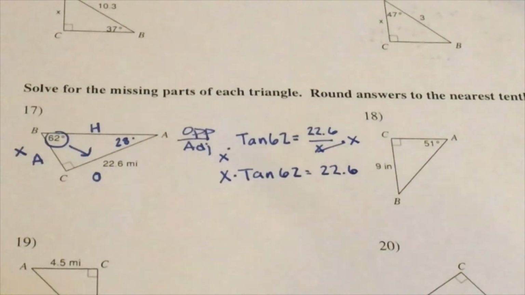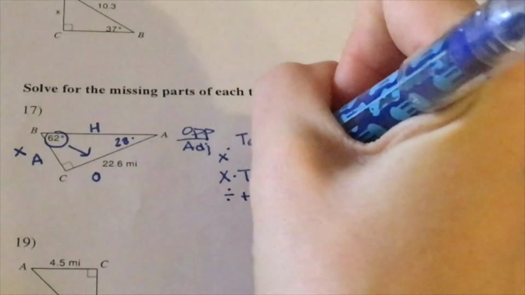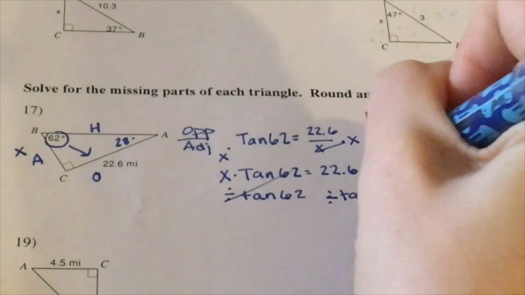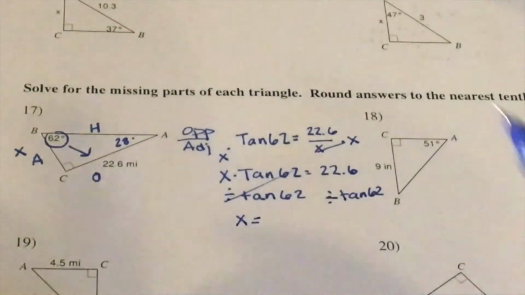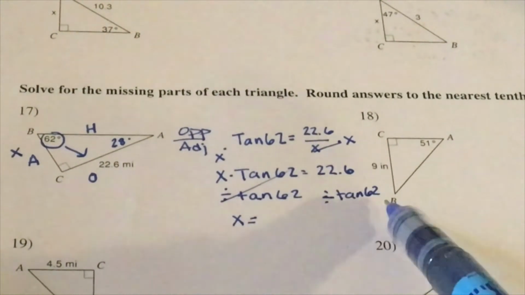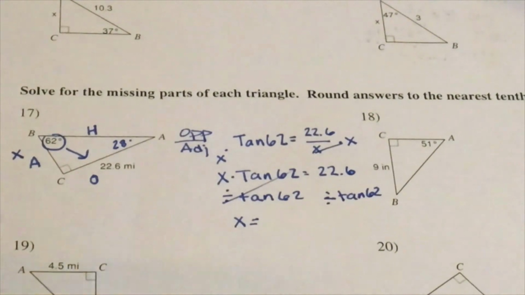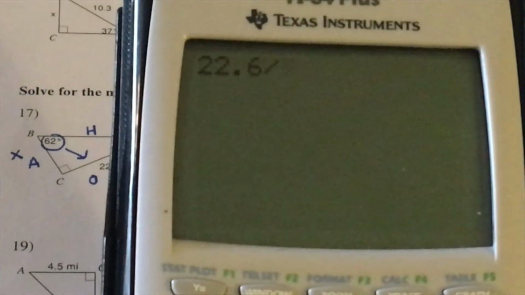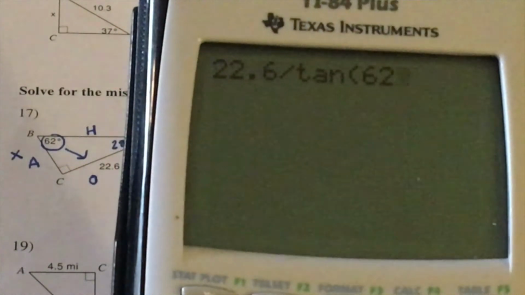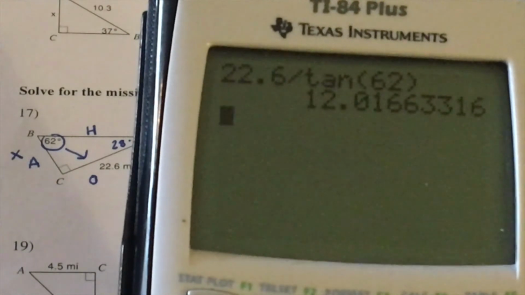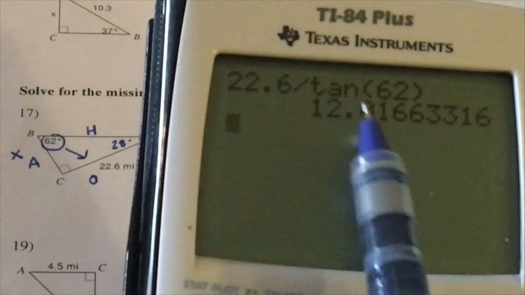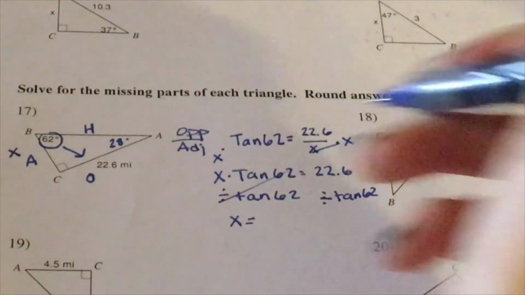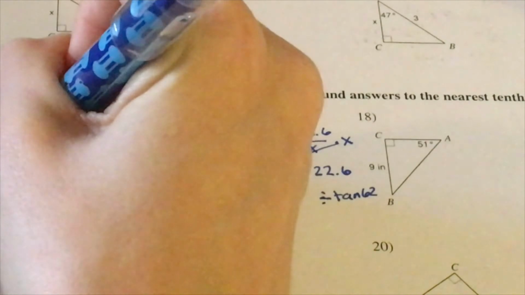To undo multiplication, I will divide by the tangent of 62 on both sides. So 22.6 divided by the tangent of 62. That will go right into my calculator. So 12. Honestly, the nearest tenth is 0, and that doesn't round up at all, so I'm just going to go with 12 exactly. So this side is 12.